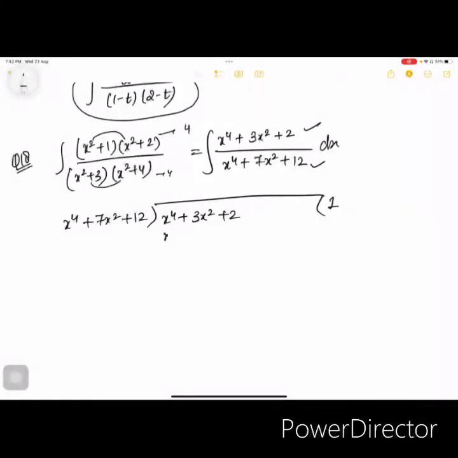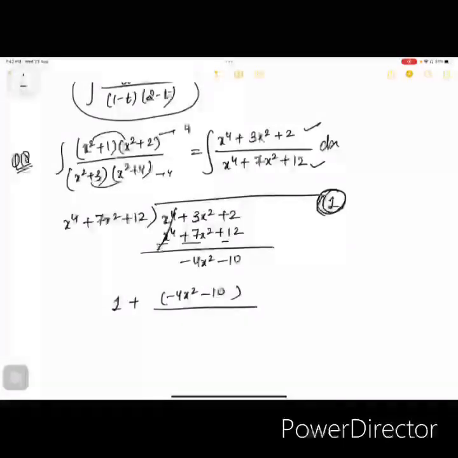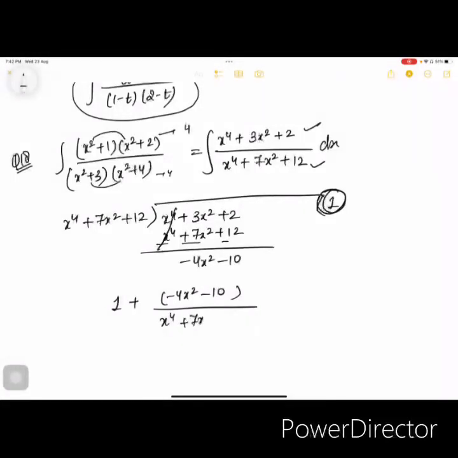Multiplying with 1, it will become minus 4x square minus 10. Now the quotient will be the quotient part 1 plus the remainder upon the divisor. This is from class 10th, if you remember that. That means the quotient is now this one, integration of this part.